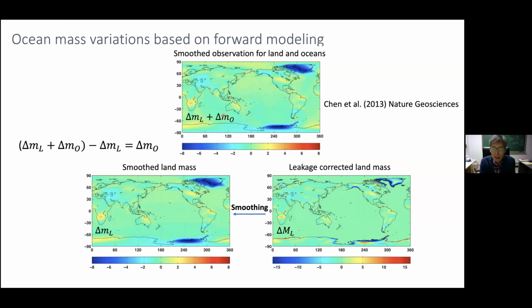To resolve such a limitation in the buffer zone method, Chen developed a forward modeling method. If you are interested in technical detail about the forward modeling, you may see these papers. But I will explain the benefit of forward modeling in this slide very briefly. This is the GRACE observation, the annual rate of mass change from land and ocean. So we have mass change from land and mass change from ocean. You can see a very large negative anomaly in Greenland and West Antarctica, and these two regions are the main source of sea level rise.